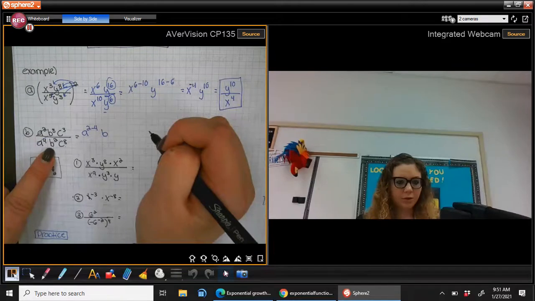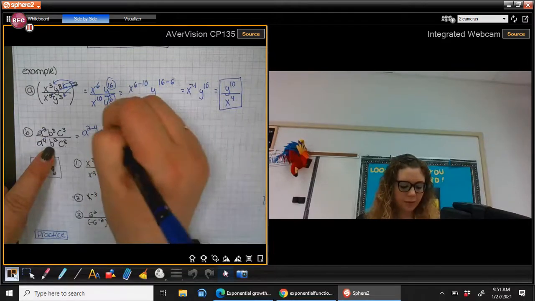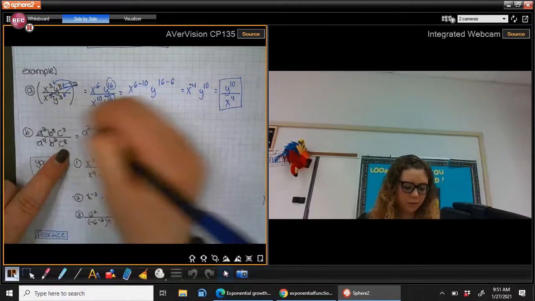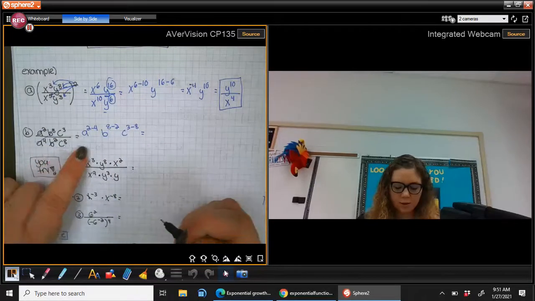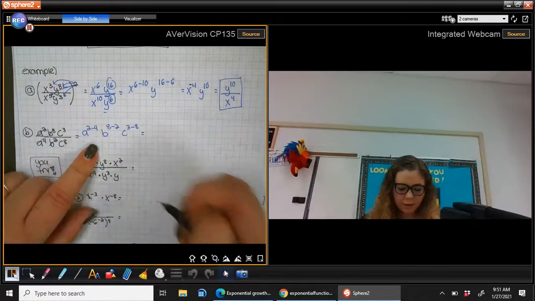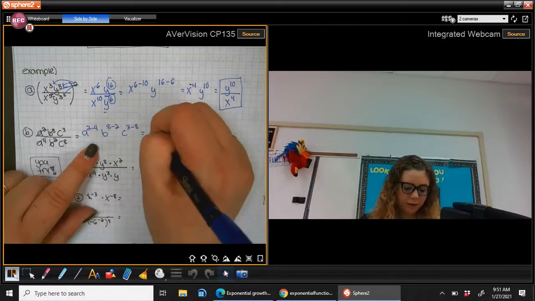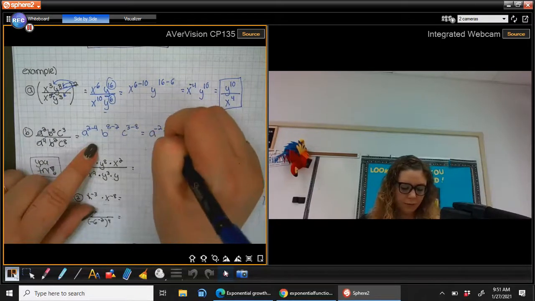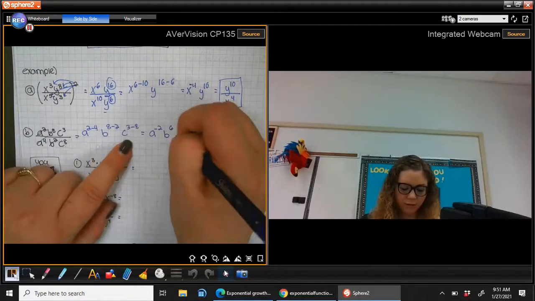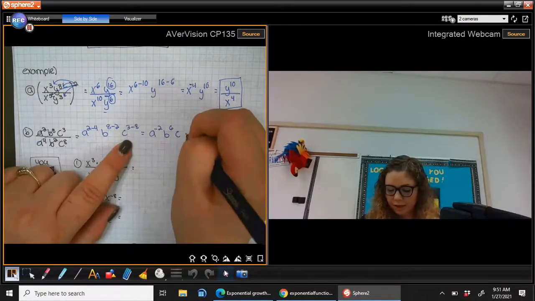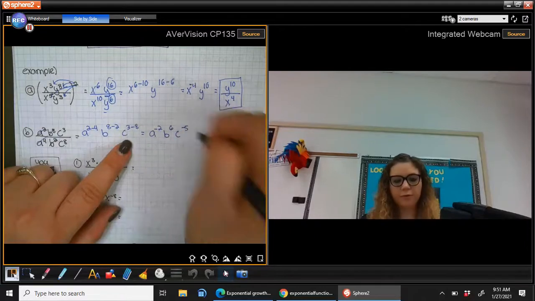Okay, I'm going to use the quotient rule, so 8 minus 2, and then C, 3 minus 8. Okay, so for my A, 2 minus 4 is going to give me negative 2. For my B, 8 minus 2 is going to give me 6. And then 3 minus 8 for C is going to give me negative 5.